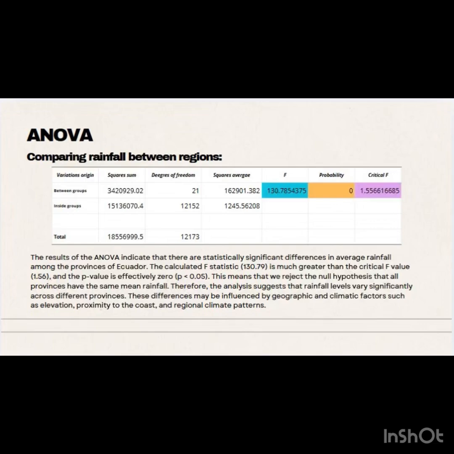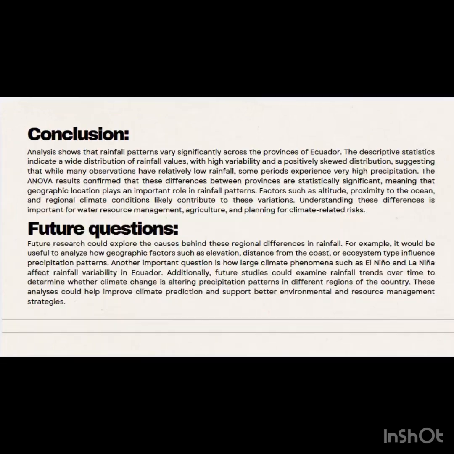role in precipitation patterns. In conclusion, our analysis shows that rainfall patterns vary significantly across the provinces in Ecuador, and the descriptive statistics reveal a really high variability in rainfall, with some regions experiencing much higher precipitation than others. The ANOVA test confirmed that these differences are statistically significant.